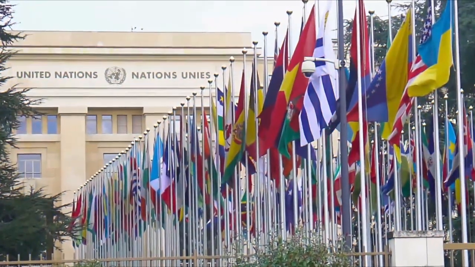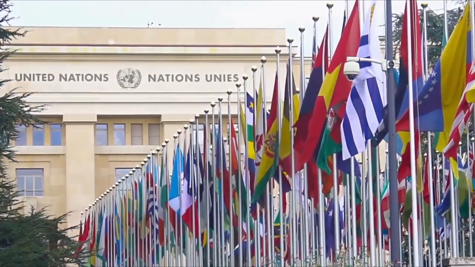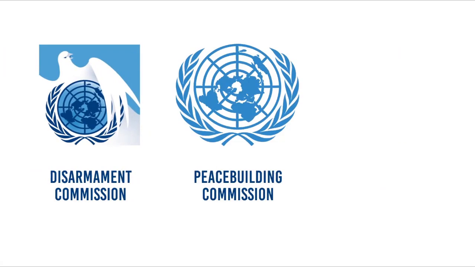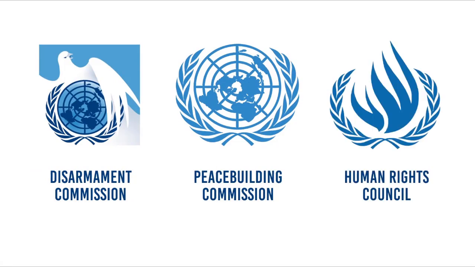There are various subsidiary organs within the General Assembly. These include the Disarmament Commission, the Peace Building Commission, and the Human Rights Council.